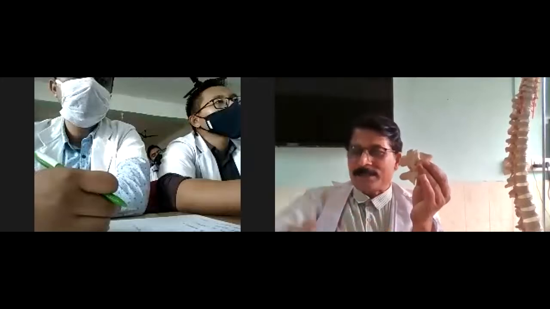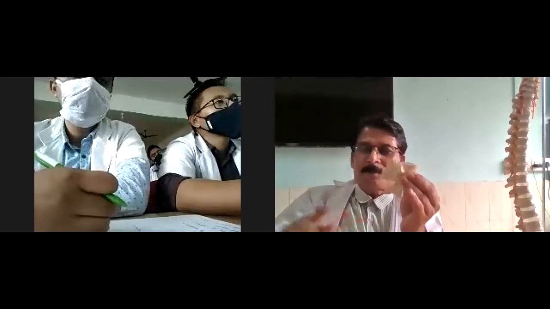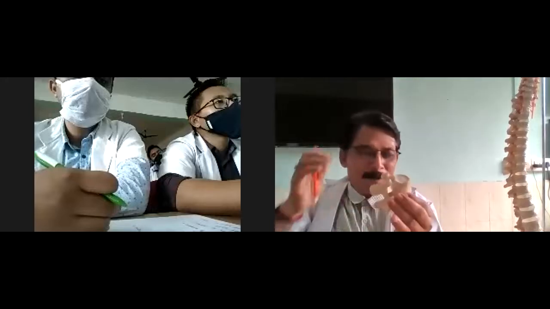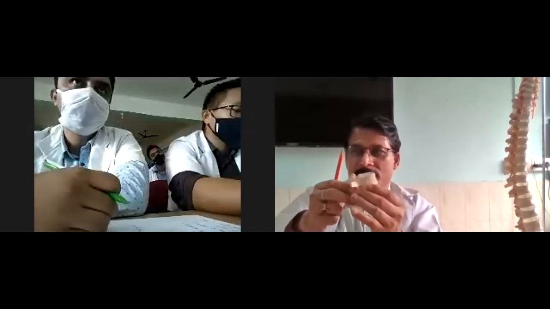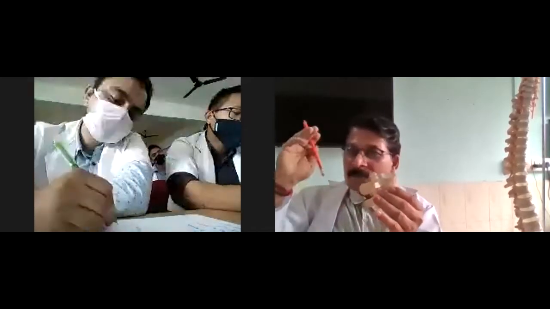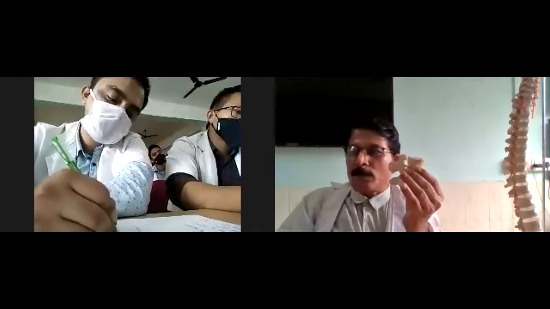This acts as a shock absorber, helps in equidistribution of the weight, and mobility. So many things are there. And this is an avascular structure. In other words, the margins are getting supplied. So you have to know a little bit about the blood circulation also.